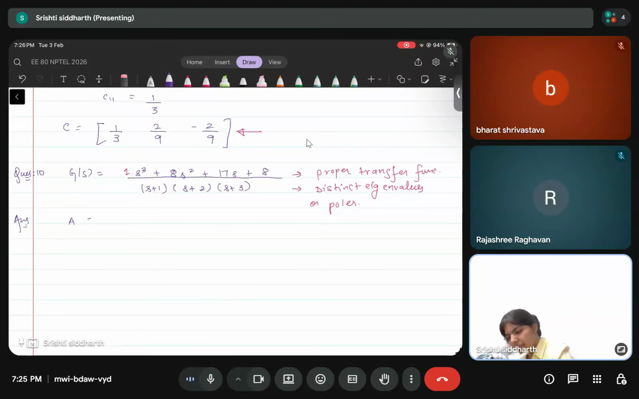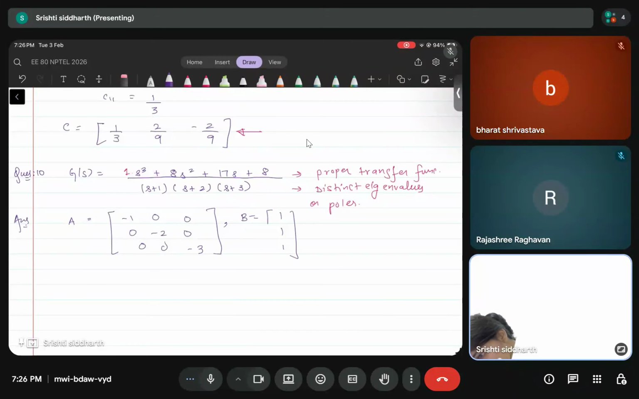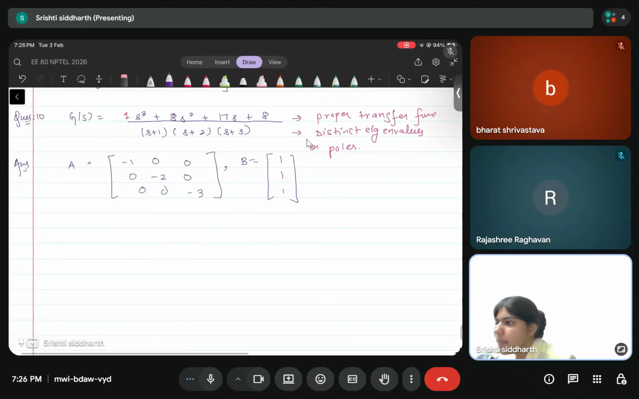A is simply -1, -2, -3. B is 1, 1, 1. D is B0, which is the coefficient of S cubed. This is 1. Now we need to find C.